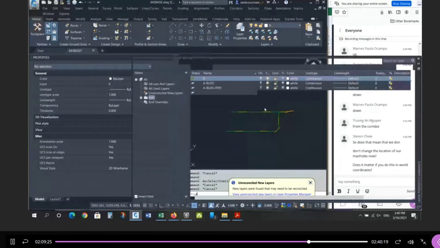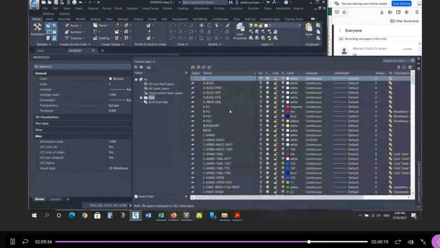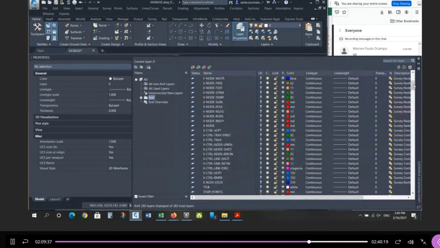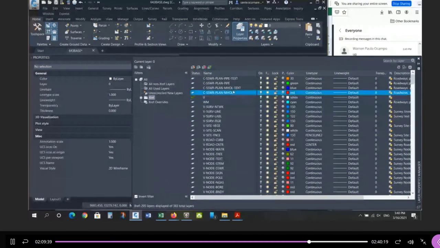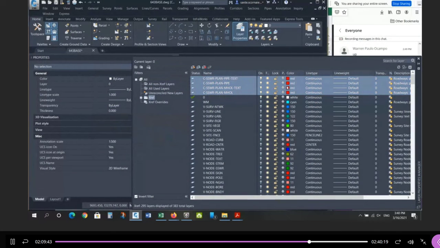Then you can go back and make sure that they're all red. Or you can keep those colors and make sure that they're all red through the viewport. It's up to you how you want to manage this, right? I like to make them all red. It's up to you what you want to do. Okay, so these 4 layers, they're sanitary. They should all be red. Storm should all be green. Water main should all be blue.